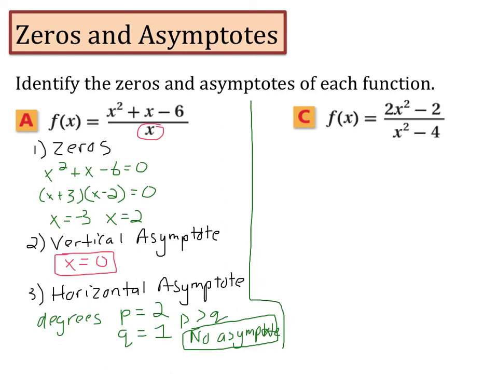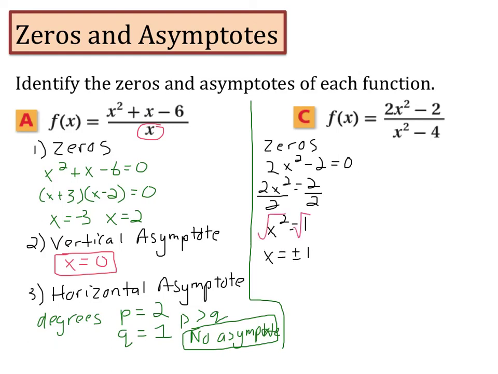Let's look at part C. So to find the zeros, we look at our numerator. So we have 2x squared minus 2 equals 0. So I'll do my algebra, and I'll have 2x squared equals 2. Divide both sides by 2, and I'll have x squared equals 1. Take the square root of both sides. X equals plus or minus 1.